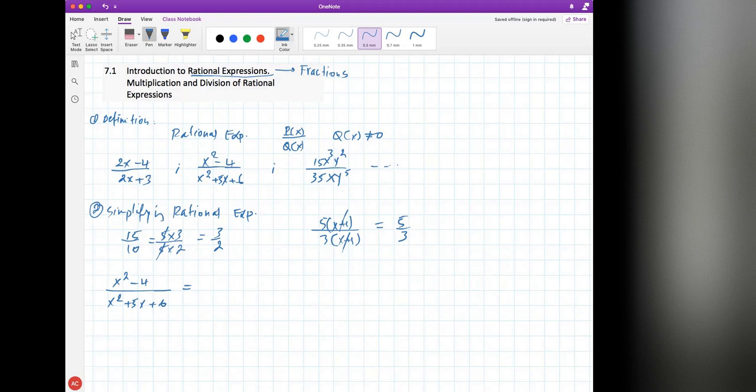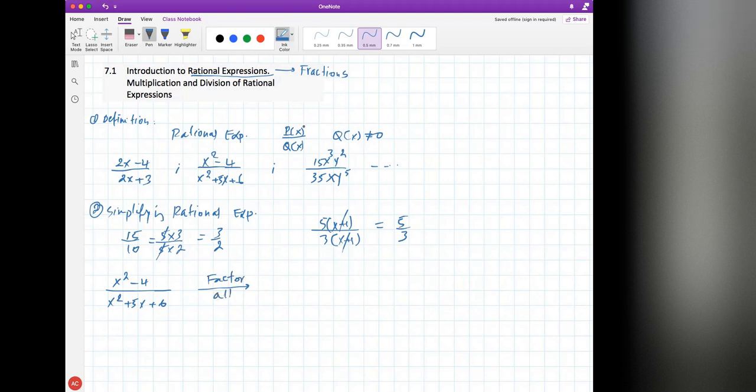Factoring. So we need to factor first. Before we can cancel things out, we need to factor. So we basically factor everything we can, whatever we have to factor.